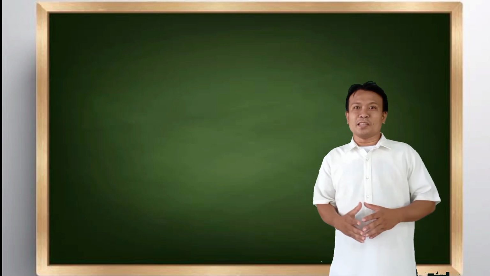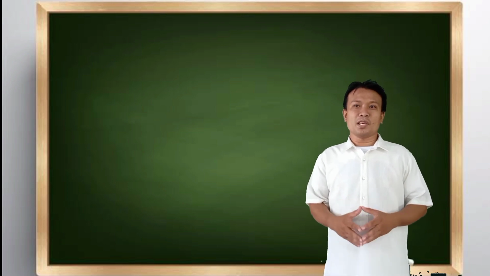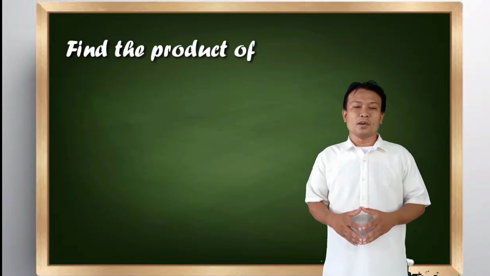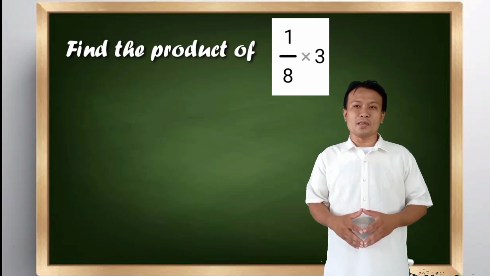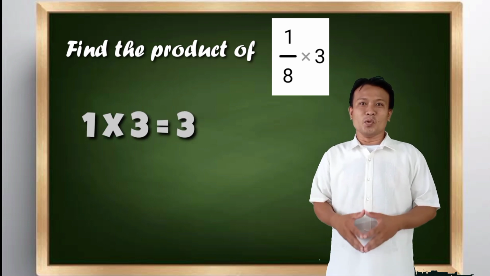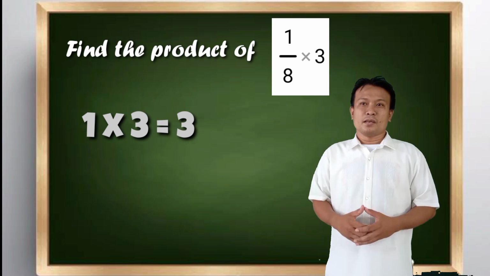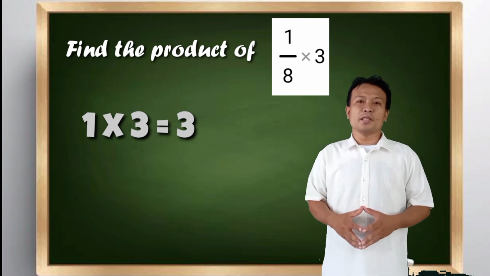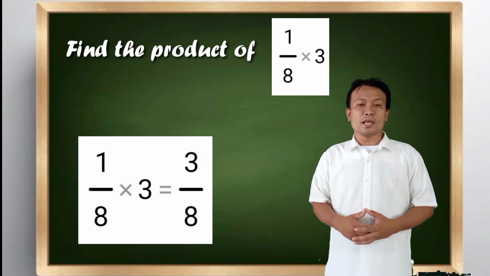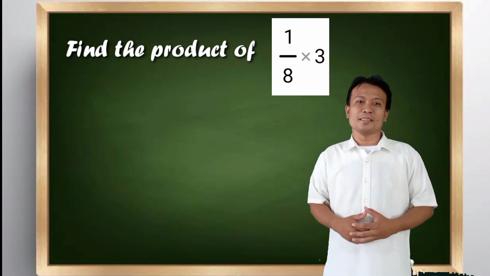For better understanding of the lesson, let me give you more examples. Find the product of 1/8 times 3. Multiply the numerator 1 and the whole number 3. The product is 3. Then copy the denominator 8. So 1/8 times 3 equals 3/8.